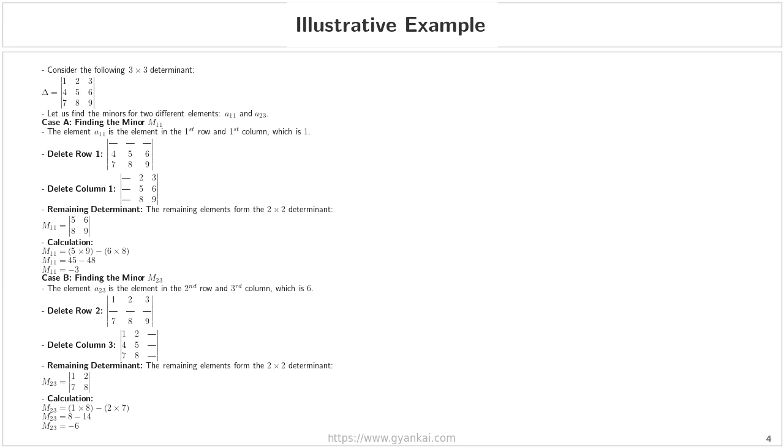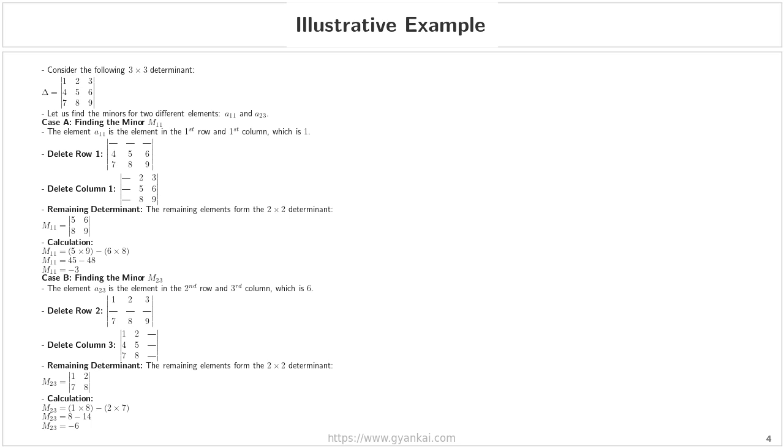By looking at the remaining elements, we can see they form a new 2x2 determinant consisting of 1, 2, 7, and 8. This is our minor, m sub 23. To calculate the value, we multiply 1 times 8 and subtract the product of 2 and 7. This leaves us with 8 minus 14, giving us a final minor value of -6.